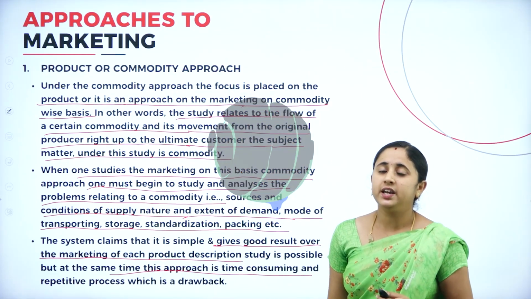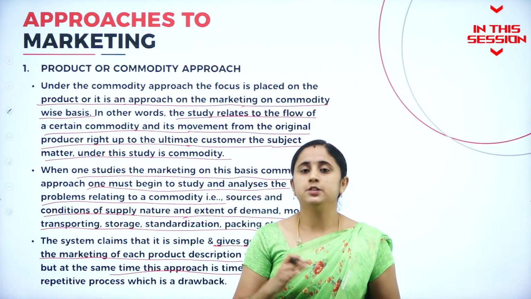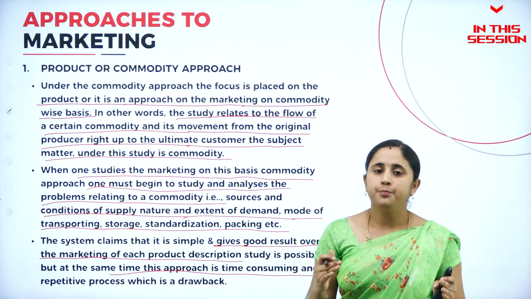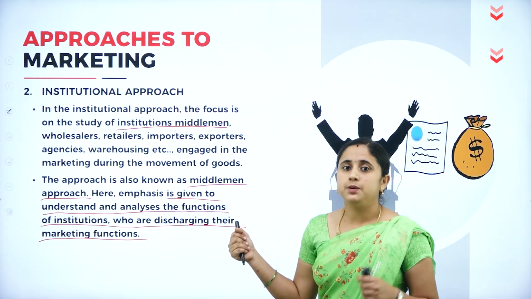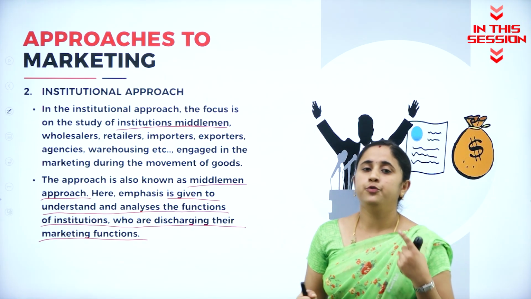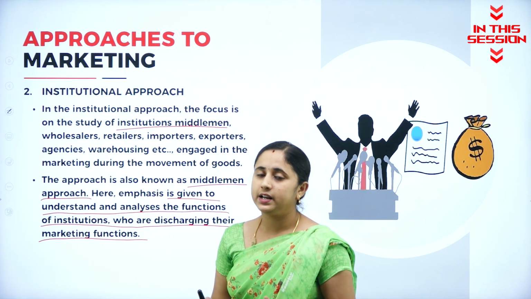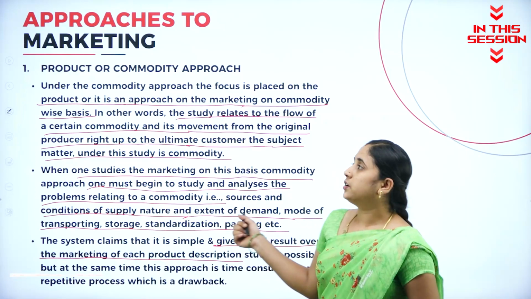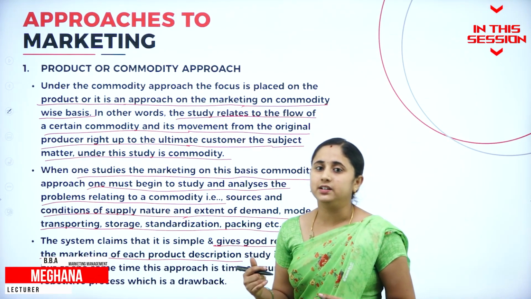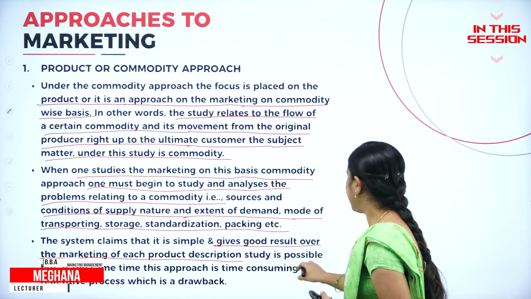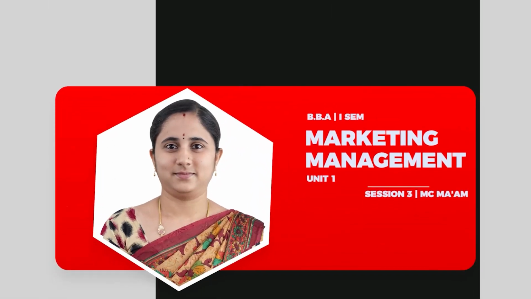You are going to study about a particular product and the movement of product from the producer to the final consumers. Institutional approach gives emphasis for the study of middleman, wholesaler, retailer and agent. Product or commodity approach is a good approach. It gives better results, but it is time consuming.